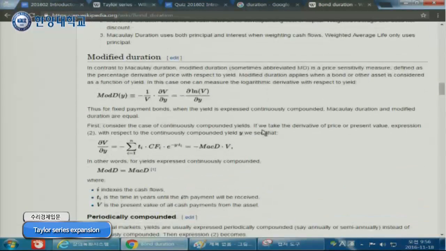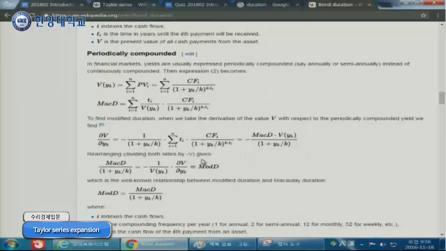And modified duration is the derivative, as I explained. The relationship between modified and Macaulay duration: for continuous compounding they are the same. For discrete compounding, we have this relationship, where K is the number of discounting periods per year. Continuous compounding means an infinite number of discountings per year, so K is infinity, and they are the same.